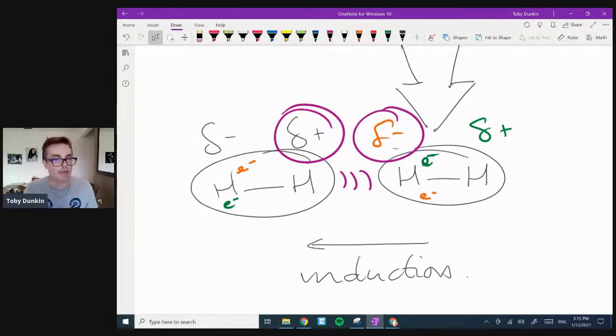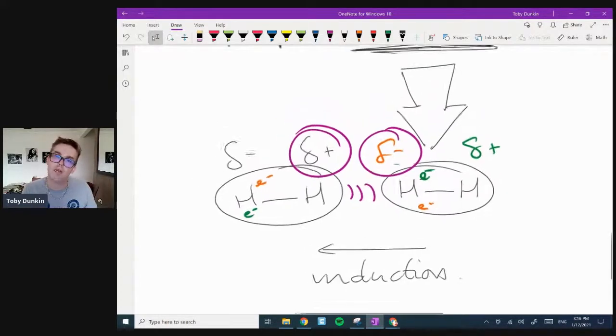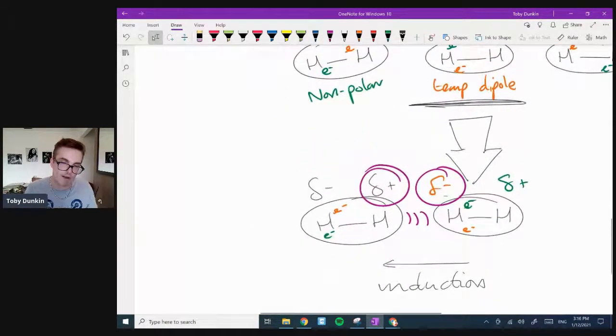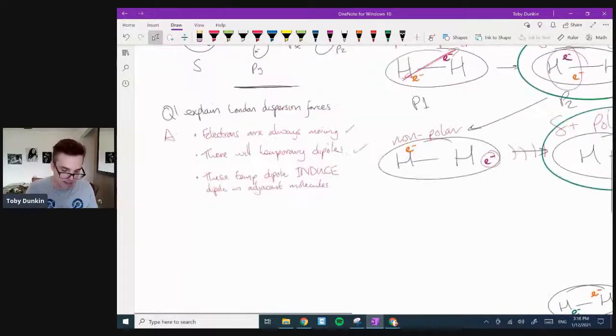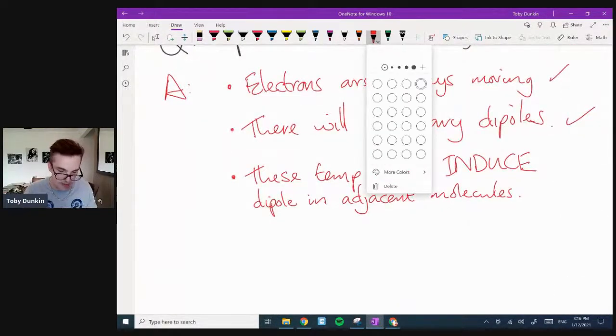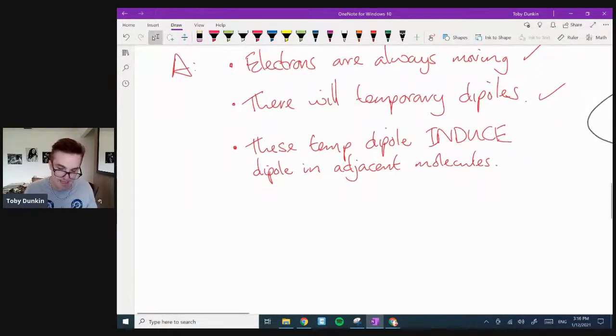Now, this isn't going to last very long because the electrons are then going to move and the dipole will be lost. So the force is incredibly weak. But the great thing is the story is almost complete. Electrons are always moving. There will be temporary dipoles formed. I like the word formed. These temporary dipoles induce dipoles in adjacent molecules.